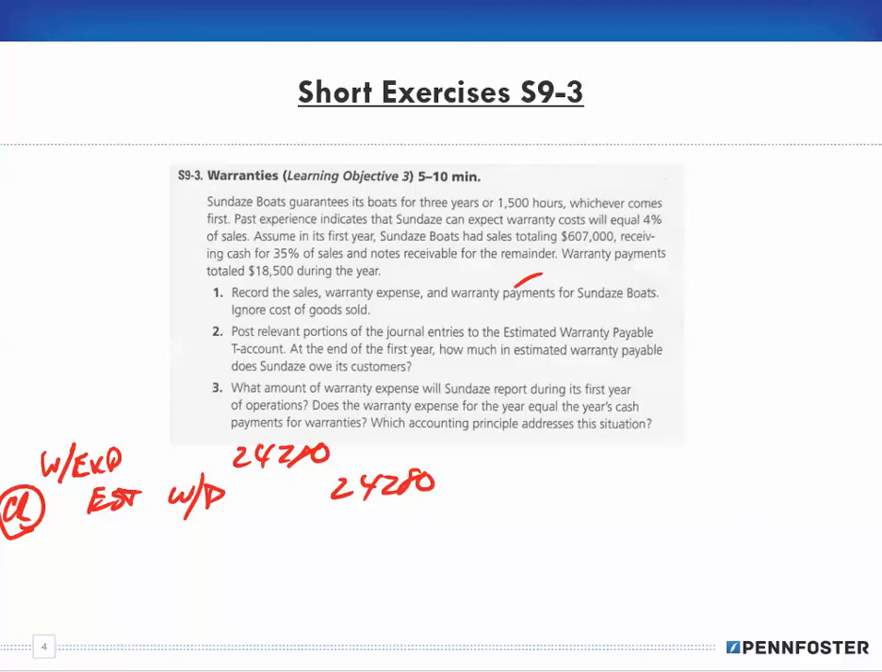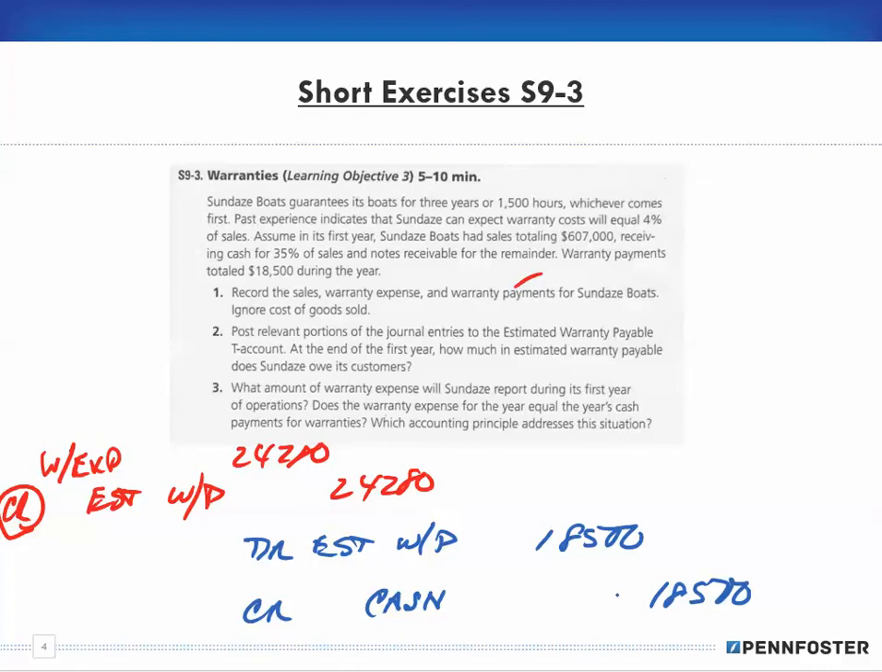Okay. So when we actually have payments that go against it, we have to offset that, right? So our entry is going to be a debit to the estimated warranty payable in the amount of $18,500. Okay, and we're paying out the cash. We're crediting our cash for the $18,500.